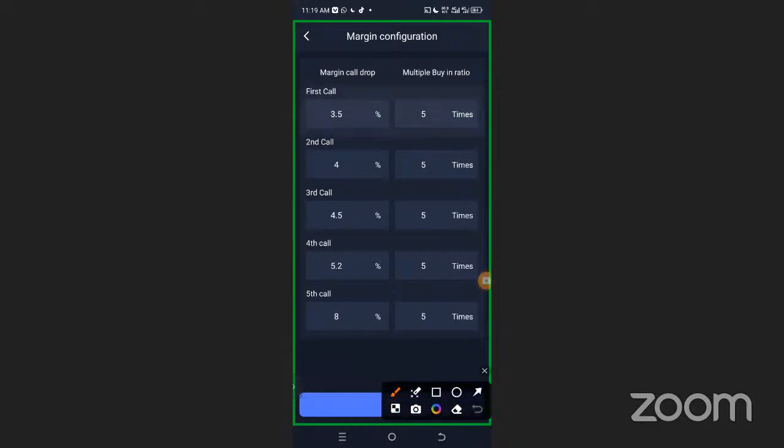Then it comes to this side of margin call drop. That is the percentage at which the market will drop. Here, put for me 0.2, 0.3, 0.5, put for me 1 time and 1 time. That is the setting.